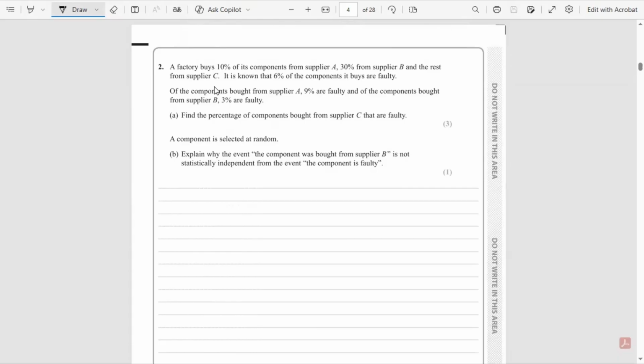It is known that 6% of the components it buys are faulty. Now, of the components bought from supplier A, 9% of those are faulty, and of the components bought from supplier B, 3% of those are faulty. So part A says, find the percentage of components bought from supplier C that are faulty.